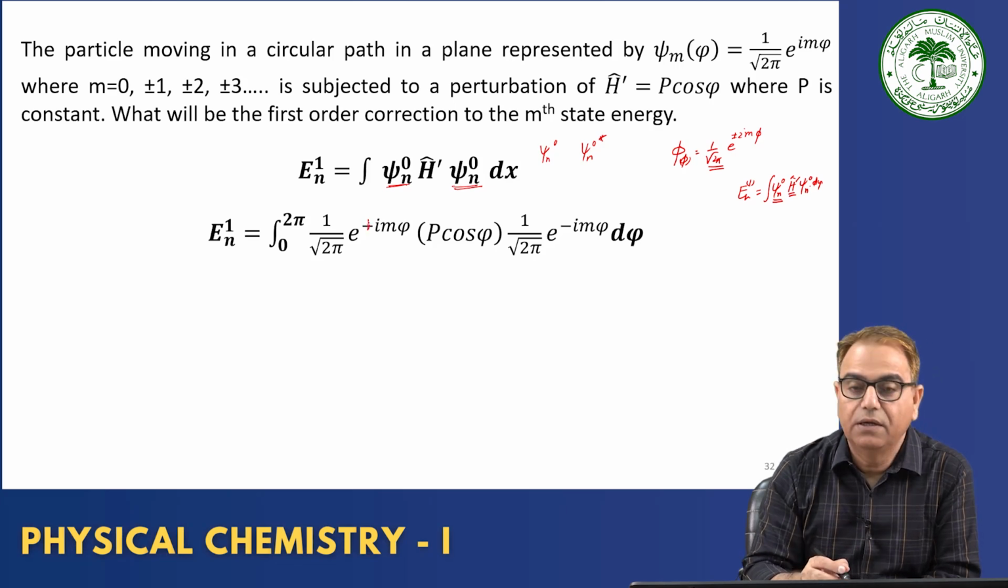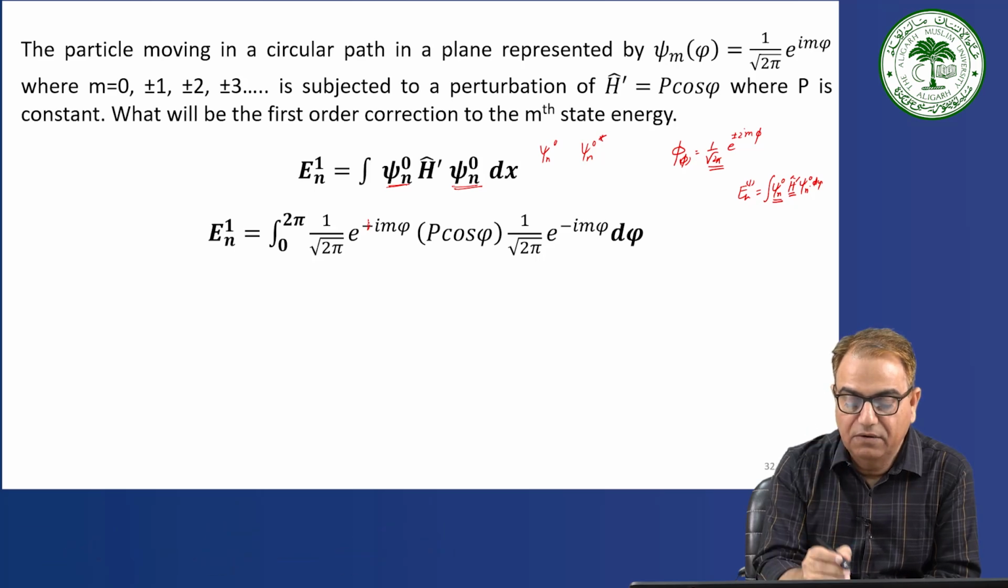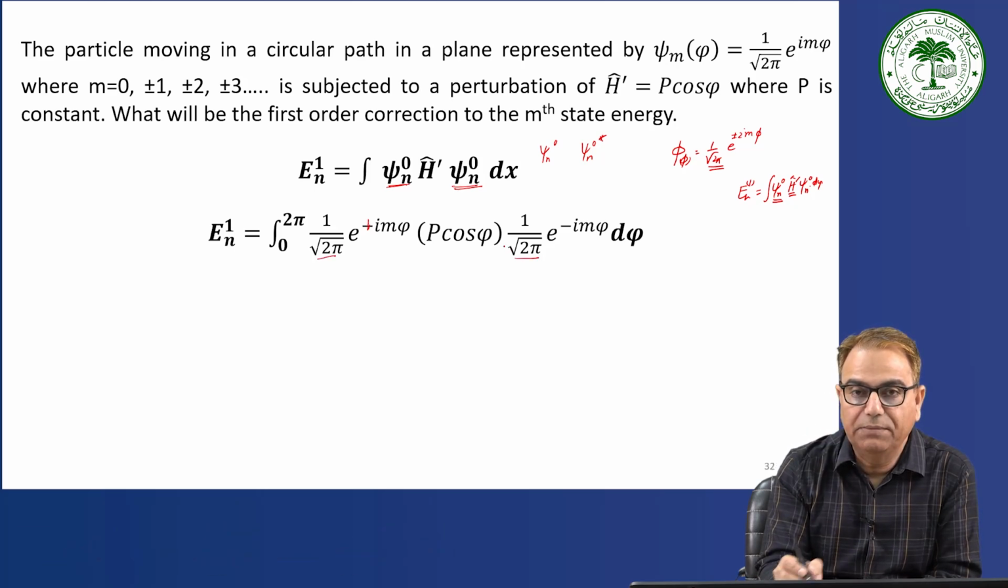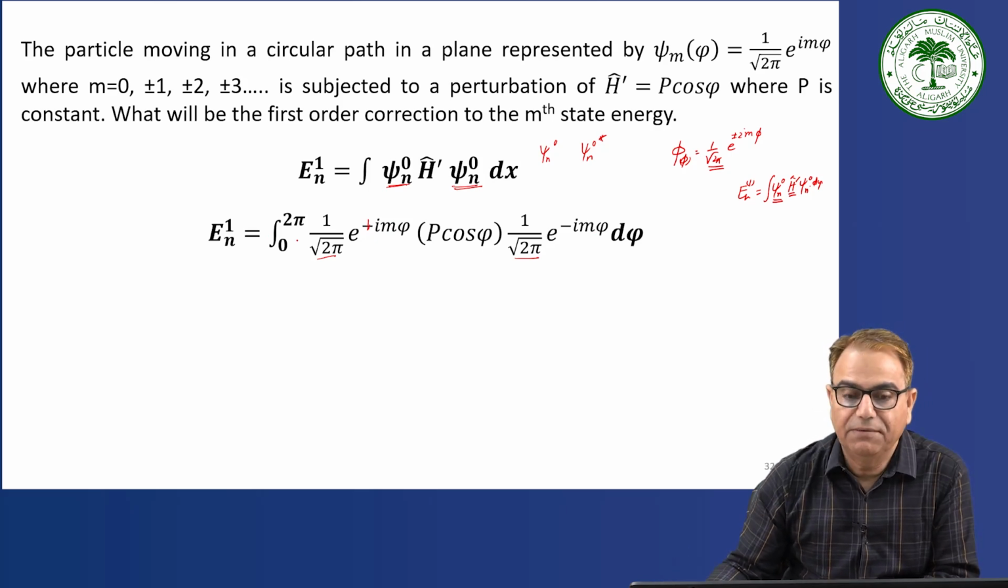Okay, so if you solve this integral, the 1 by root 2 pi and 1 by root 2 pi you can bring outside, so it will be 1 by 2 pi, and then exponential plus i m phi and exponential minus i m phi, you will sum it up and it will be exponential 0, that will be equal to 1. So the integral will be like this one.